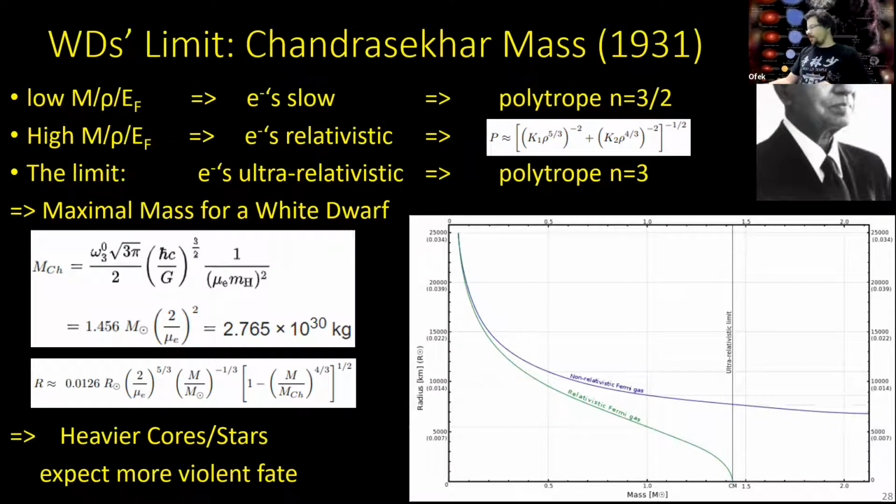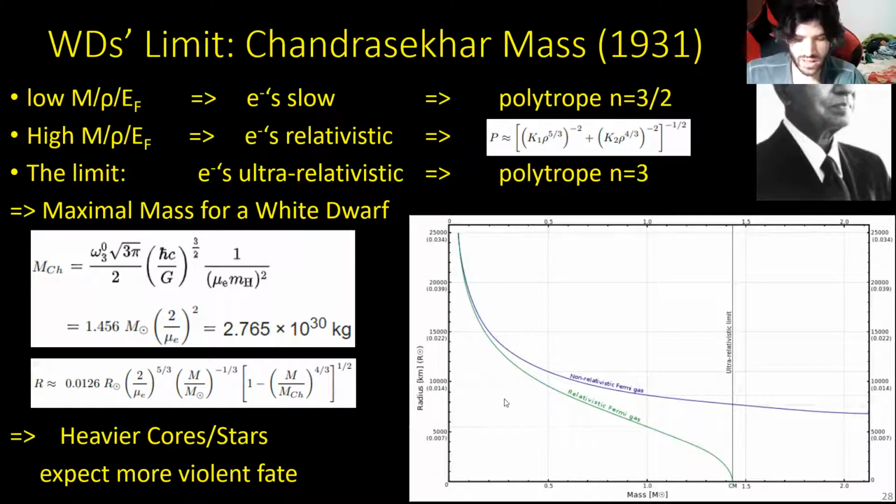Any questions? Why did he define the limit that way, that the kinetic energy is equal to the rest mass energy?